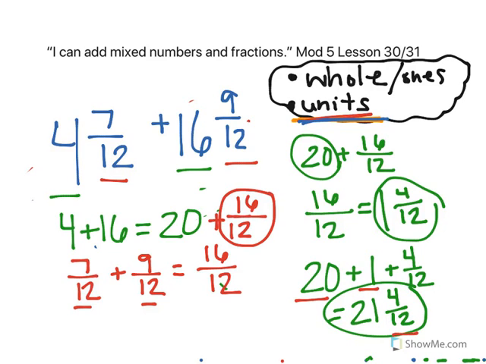All right, that's your last one for lesson 30 and 31. I can add mixed numbers and fractions. Remember, go back to combining like units. Okay, we would add apples to apples and oranges to oranges. And remember your knowledge of how many more do I need to make a whole, and that's what I need to hold on to. All right, give this a try. Let me know if you need any help, and I will look forward to seeing your work.